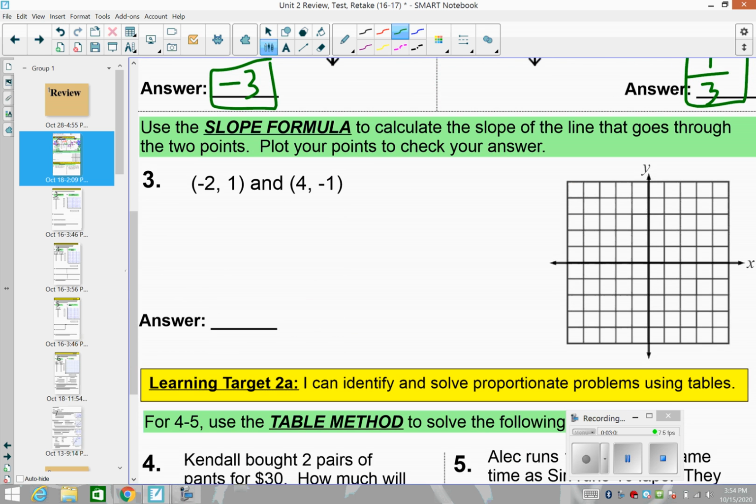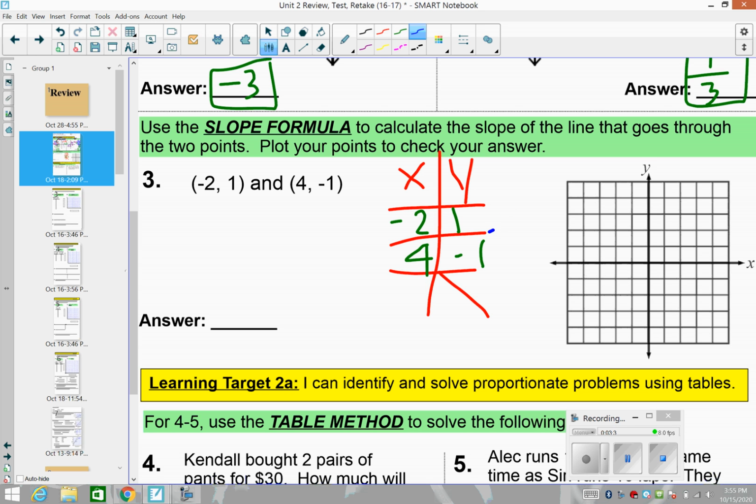The next learning target says also use the slope formula to calculate the slope of the line that goes through the 2 points. Same thing. Then it says plot your points to check your answer. So kind of twofold here. First use the formula and then plot your points to confirm. So when we do that, we get -2, 1, +4, -1.